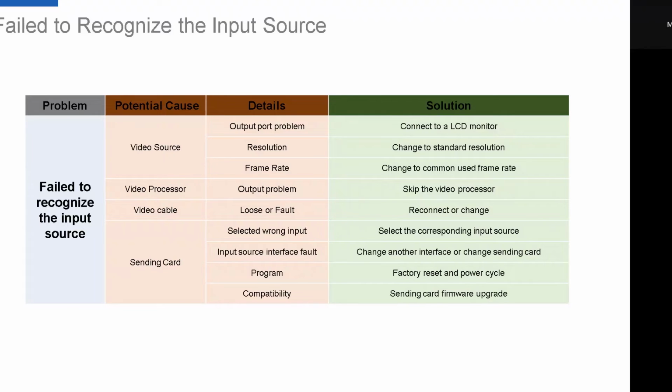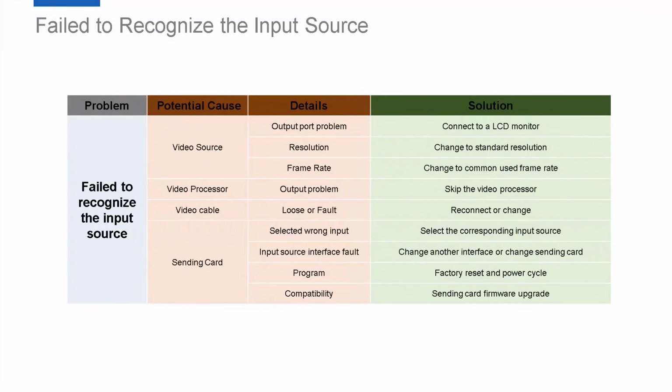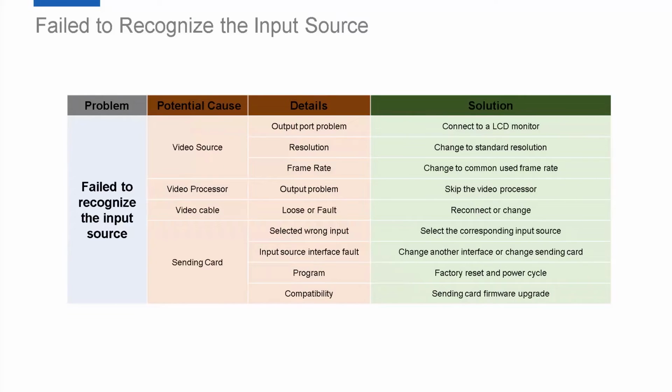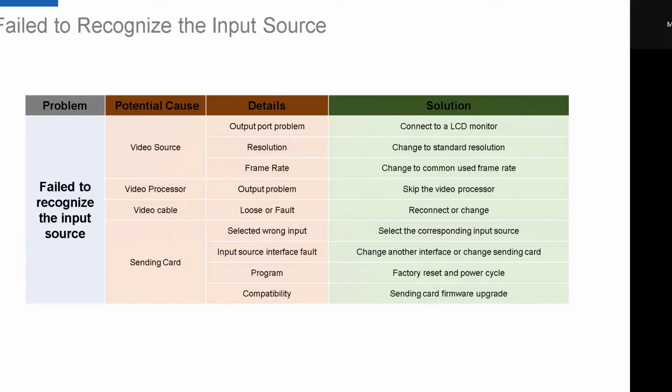The third one is the video cable. A loose or faulty cable will cause video source recognition problems. Try to reconnect or change to a different video cable. And the last one is the independent controller itself. We also call it the sending card.